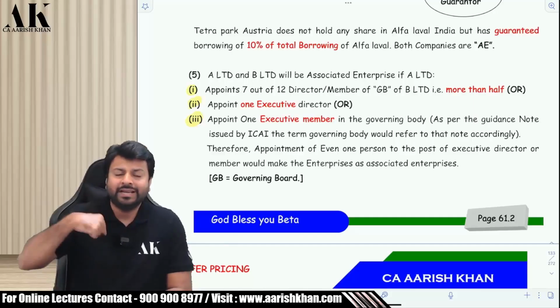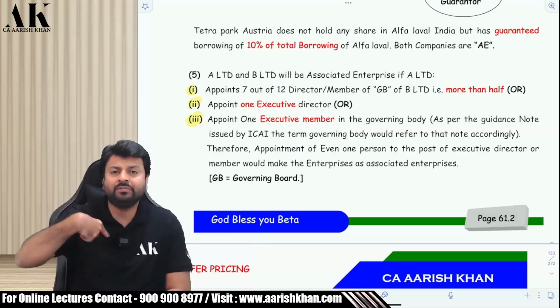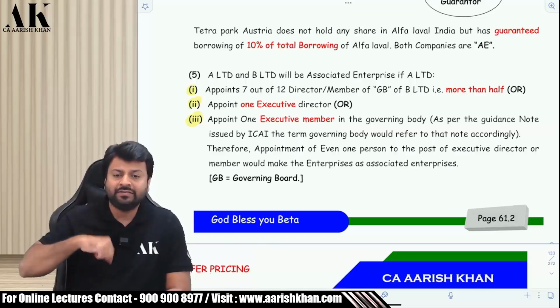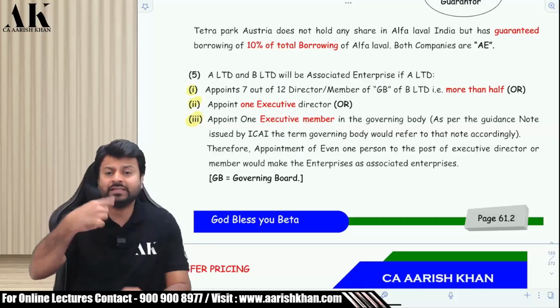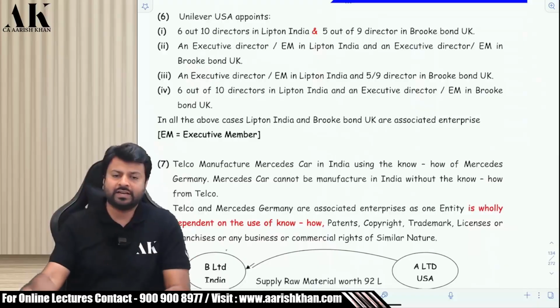This is the first point. If A Limited appoints just one executive director of the other company, B Limited, then we both are also deemed to be associate enterprises. If A Limited appoints just one executive member of the other company, then also we both are deemed to be associate enterprises. This is what is written in point number 5.